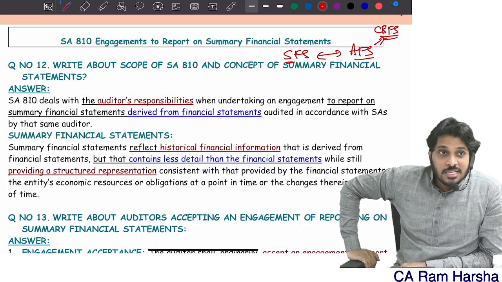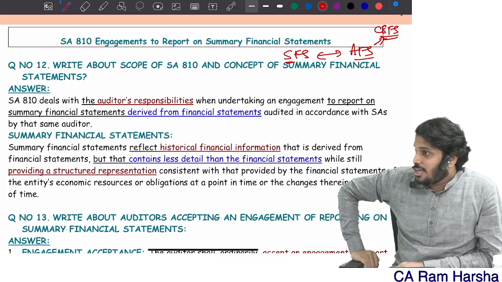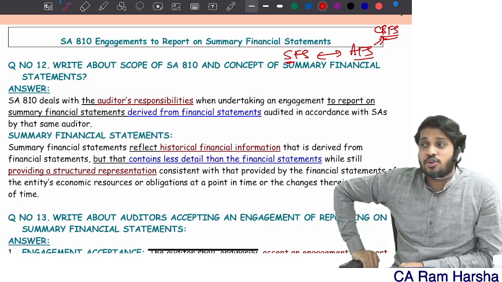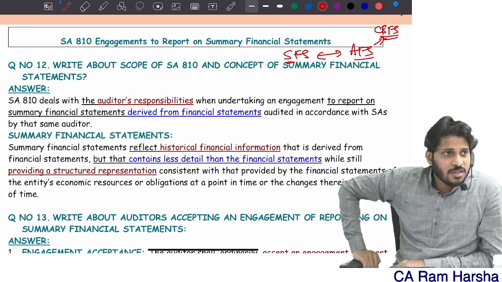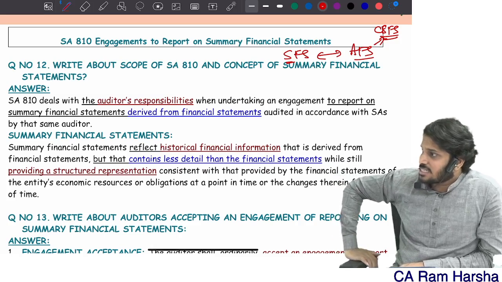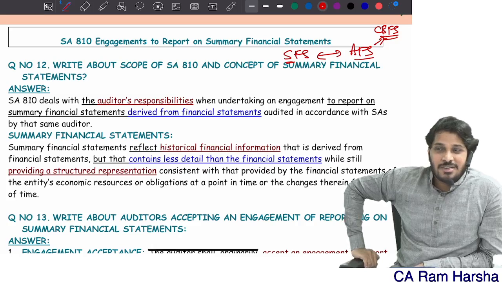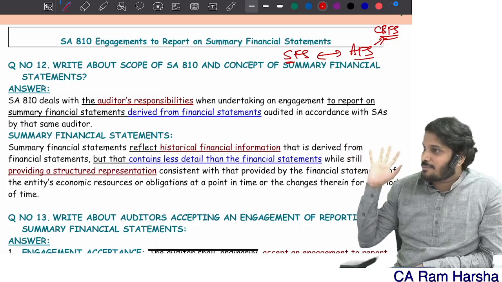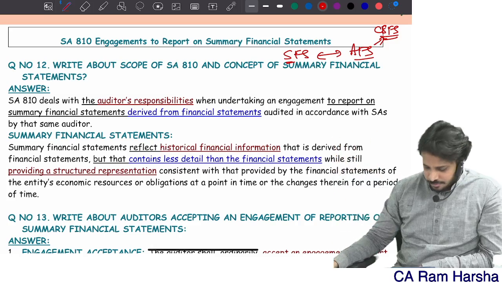Or maybe summary financials are required by the acquirer, the purchasing company, in a scheme of amalgamation. Give me a brief financial statement so that I can give it to my main chairman, who cannot sit and read 200 pages of financials. He wants it in 20-25 pages. That's it, enough. He has that experience. He can understand. So you are preparing summary financial statements keeping in mind the requirement of some user, based on some user requirement.